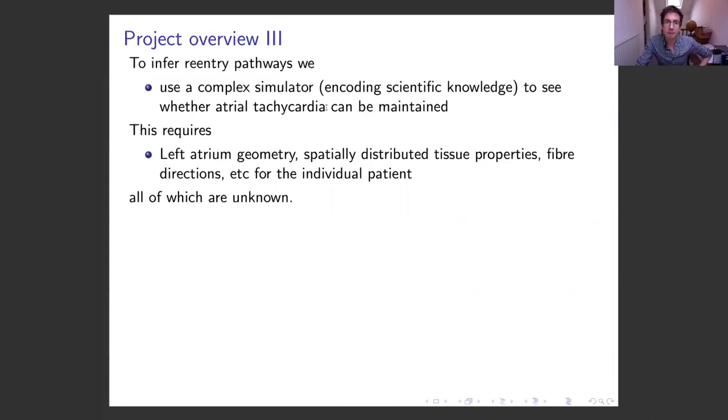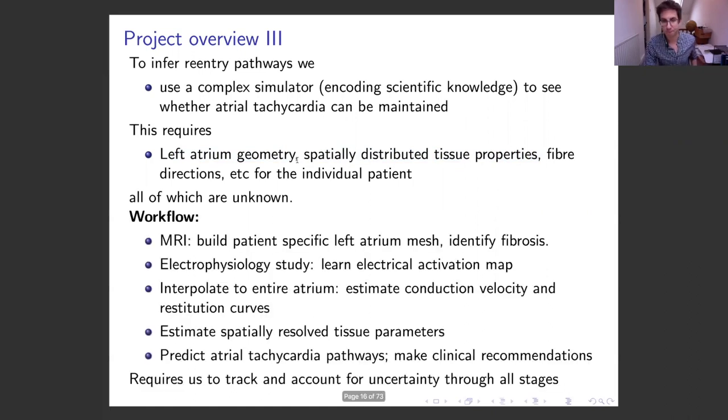The things we're going to do: we're going to use a complex simulator to simulate the electrical activation patterns. To do that, we need to know something about the geometry of the heart, the tissue properties of the heart, diseased regions, and so on. All of these are going to be unknown. And so the question is how we can estimate these things in order to create a decent simulation of an individual patient. So this is going to be our workflow that we're working towards.